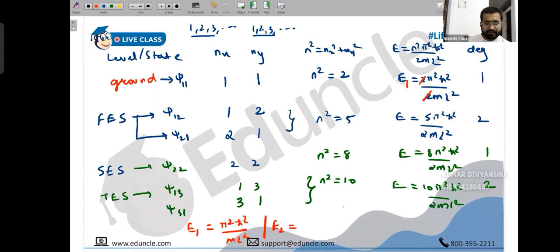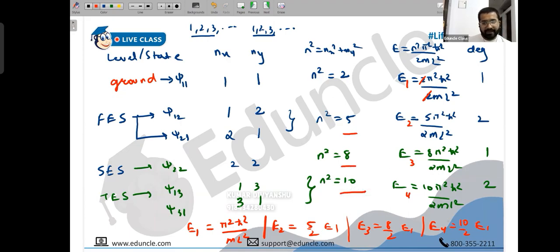What about E2? 5 pi square h square upon 2 m l square. So 5 by 2 times E1. What about E3? 8 by 2 times E1. What about E4? 10 by 2 times E1. I'm not writing it any other way, because I want to show you something. If you realize, you have got 5, 8, and 10. You have got 5 by 2, 8 by 2, 10 by 2. Basically, it's n square by 2 times E1.